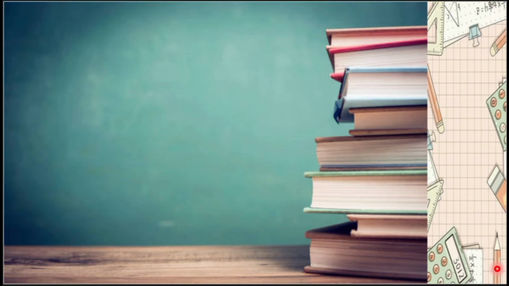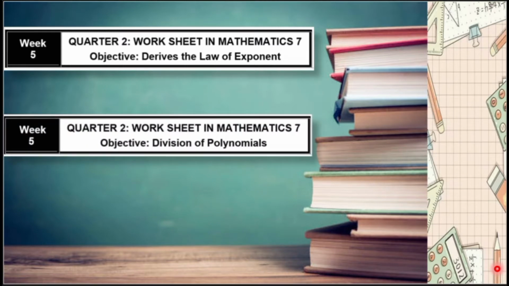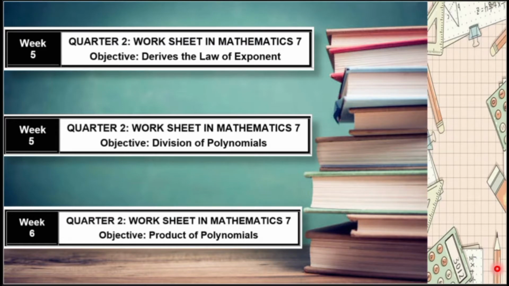Alright, once again, we are here for another video on the topics for weeks 5 and 6 of quarter 2: first, deriving the law of exponents; second, division of polynomials; and third, on week 6, the product of polynomials. Remember that in our printed modules, I arranged it in the flow of division of polynomials, next is deriving the law of exponents, and third is the product of polynomials.